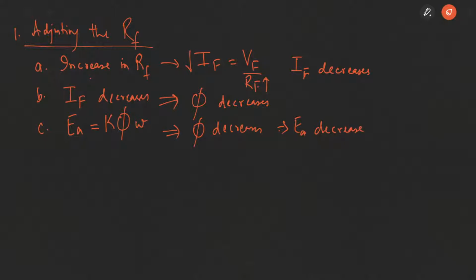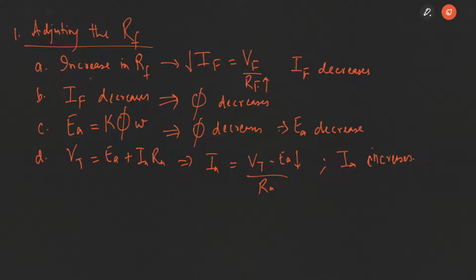Go step by step, increase the field resistance, IF decreases. IF decrease means the flux decreases. Flux decrease means that the induced voltage in the motor EA will decrease as well. We have seen last time that VT is equal to EA plus IA RA, which implies IA is equal to VT minus EA divided by RA. Since EA is decreasing, that means IA in the system will increase.